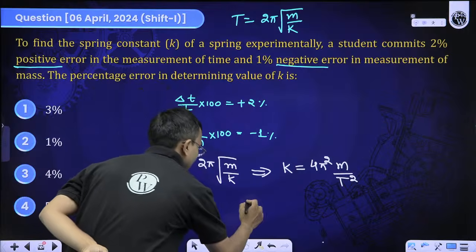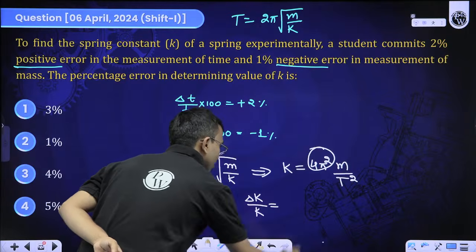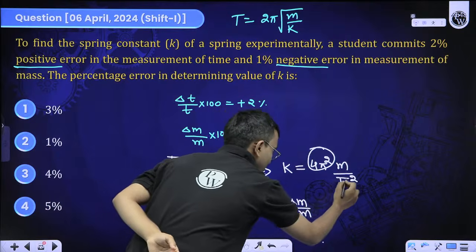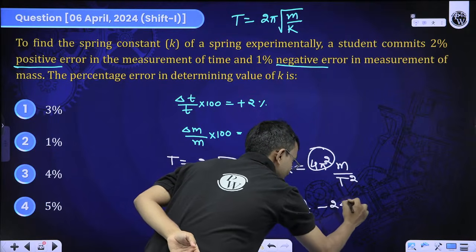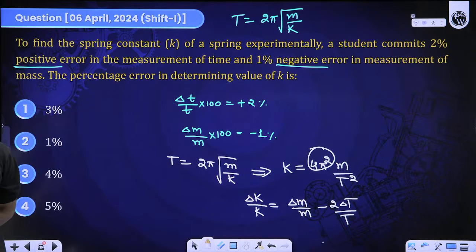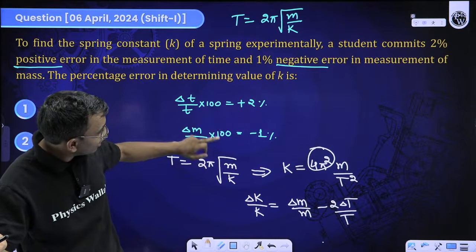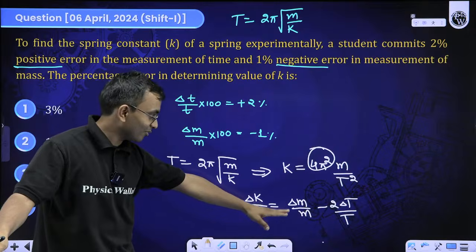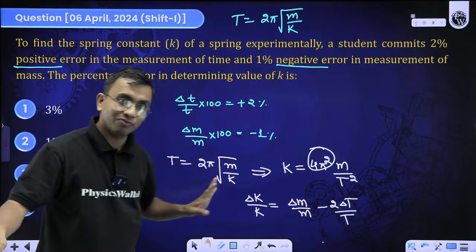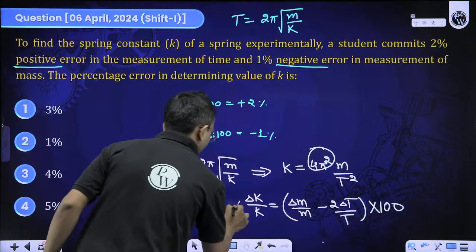Then you write delta K by K. So delta K by K is equal to, 4 pi square is a constant, leave that, delta M by M minus 2 delta T by T. Now you will say, sir, why minus? Why not always plus? I have to write minus because I have to consider the sign of the error also. If you have to take the sign properly, you have to take this time to the power minus 2 with minus sign only. Then multiply both sides with 100.